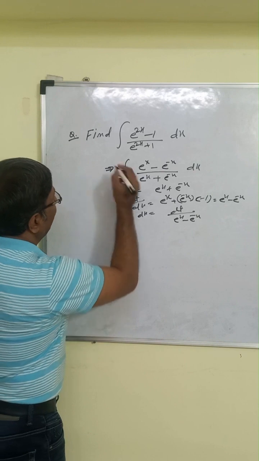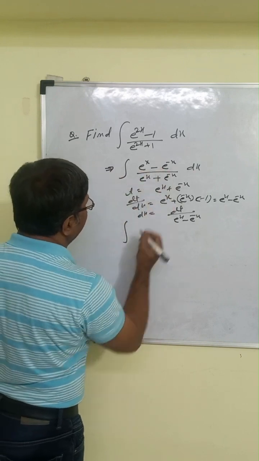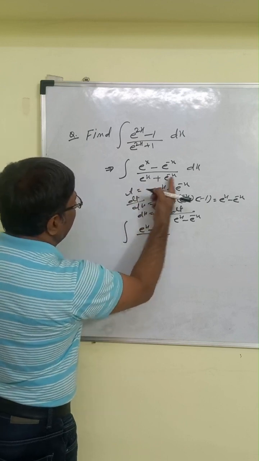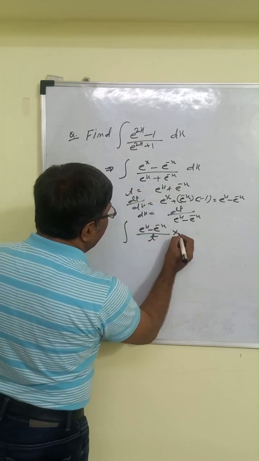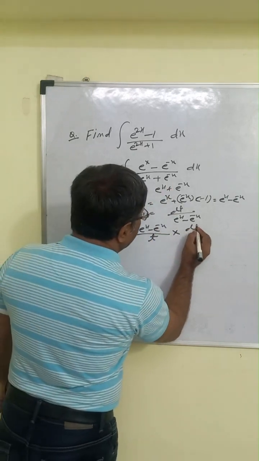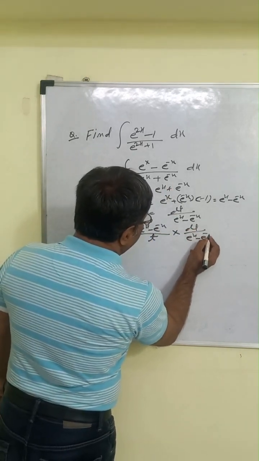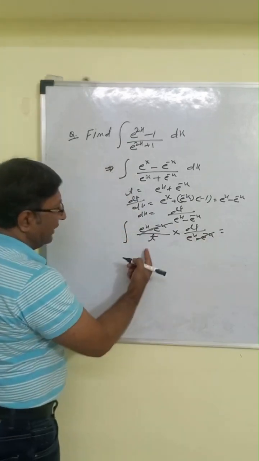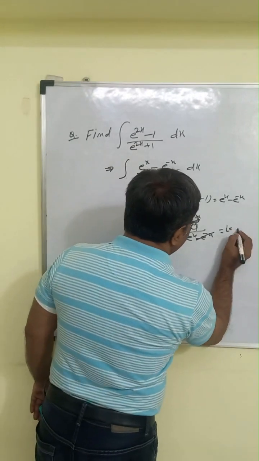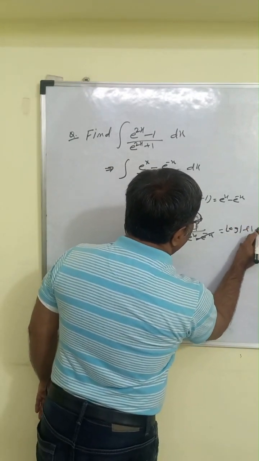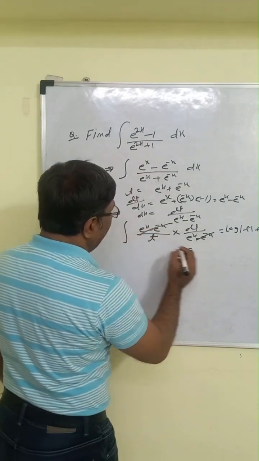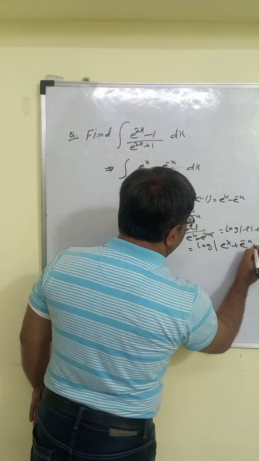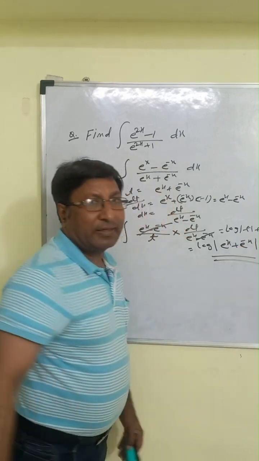So just put the value in the integration: e to the power x minus e to the power minus x, and here e to the power x plus e to the power minus x is t. So write here t, and dx is dt upon e to the power x minus e to the power minus x. So this and this cancel out. You will get the integration of 1 by t dt, which is log of t plus c. So we know t is e to the power x plus e to the power minus x. So the answer is log of e to the power x plus e to the power minus x plus c. This is our correct answer.